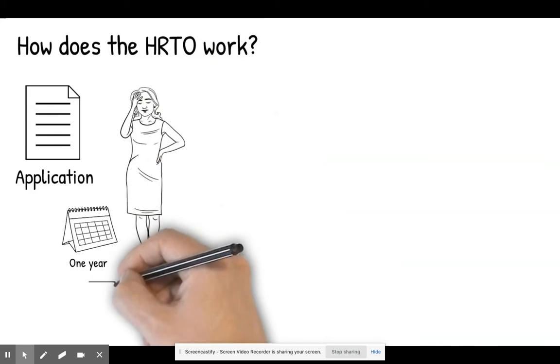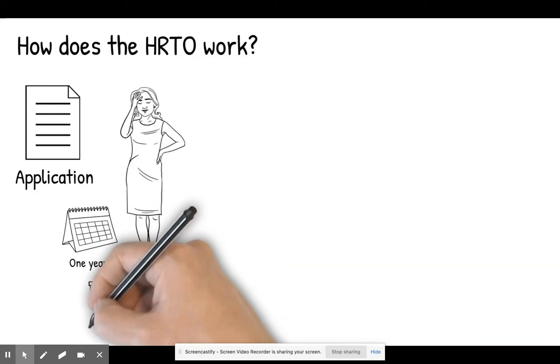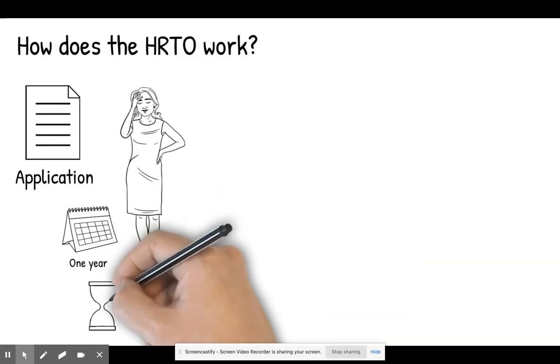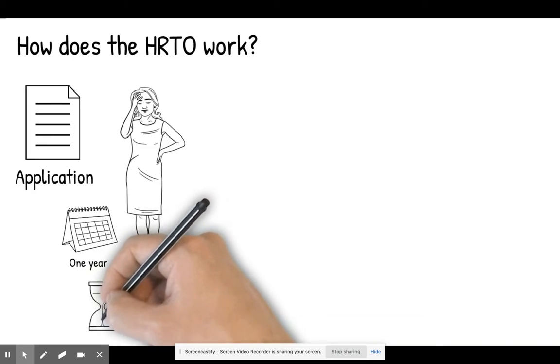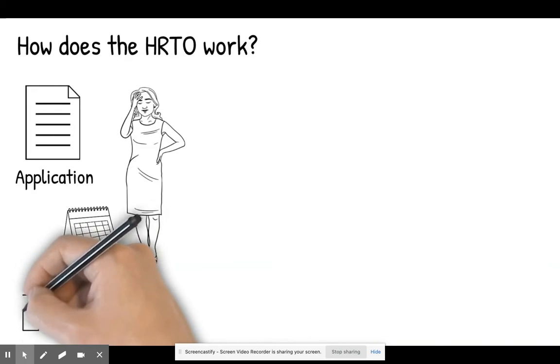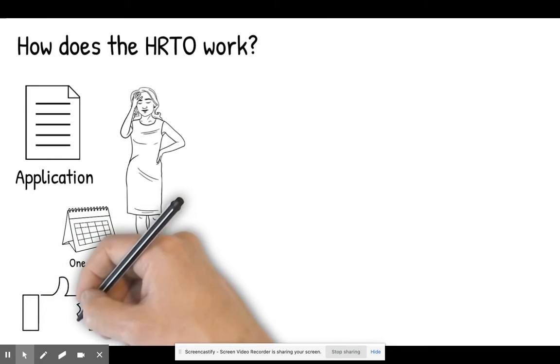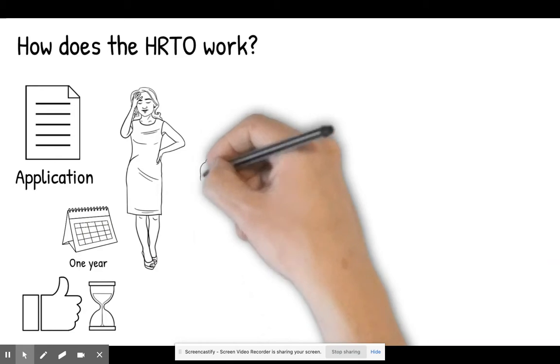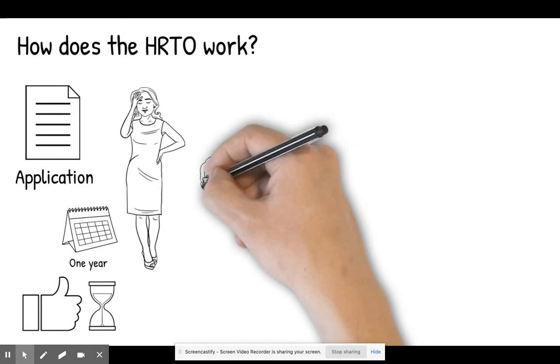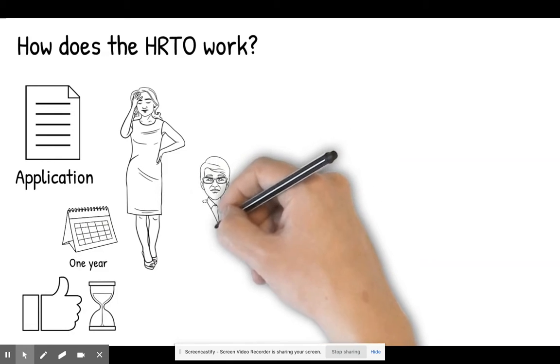The HRTO can sometimes accept a late application if it is satisfied the deadline was missed in good faith, meaning it was an honest mistake. But the HRTO must also be satisfied that accepting the late application will not be substantially unfair to the respondent. Otherwise, the HRTO will not hear the case after the 1 year deadline.